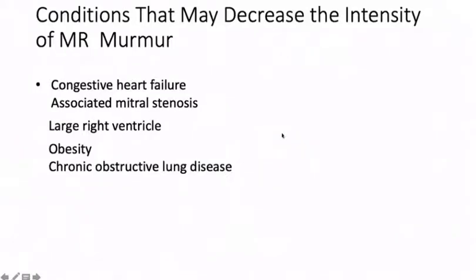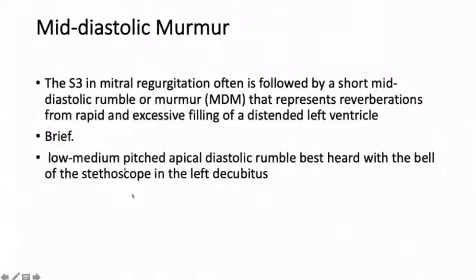So the main parameters which can have an effect on the intensity of the MR murmur, though there is a significant MR, are the presence of LV dysfunction, or associated other valvular abnormalities like associated mitral stenosis, a large RV, or patients with COPD. There is an associated mid-diastolic murmur in a significant mitral regurgitation. It starts after S3, and it is a short diastolic rumble.